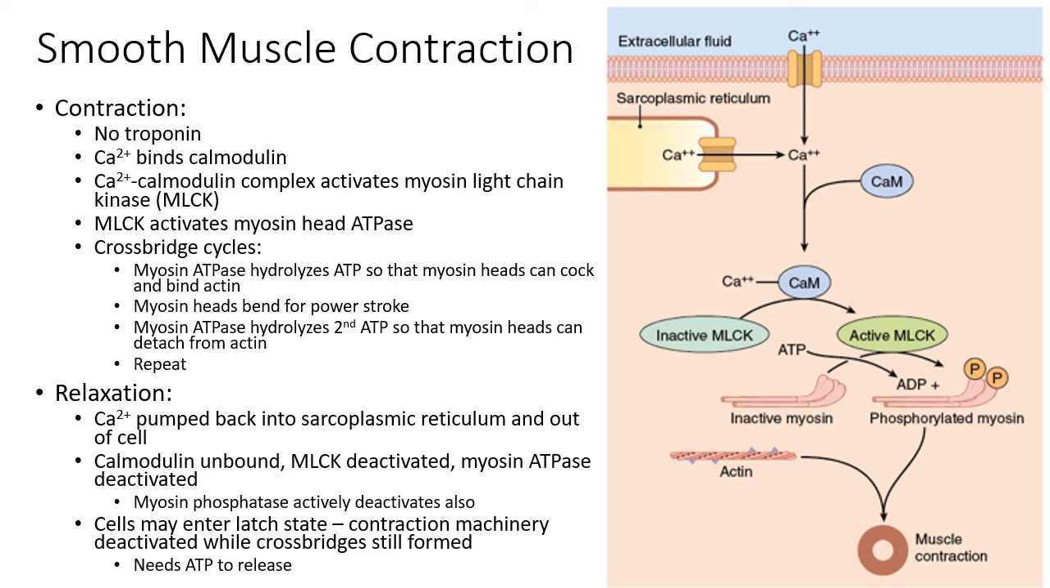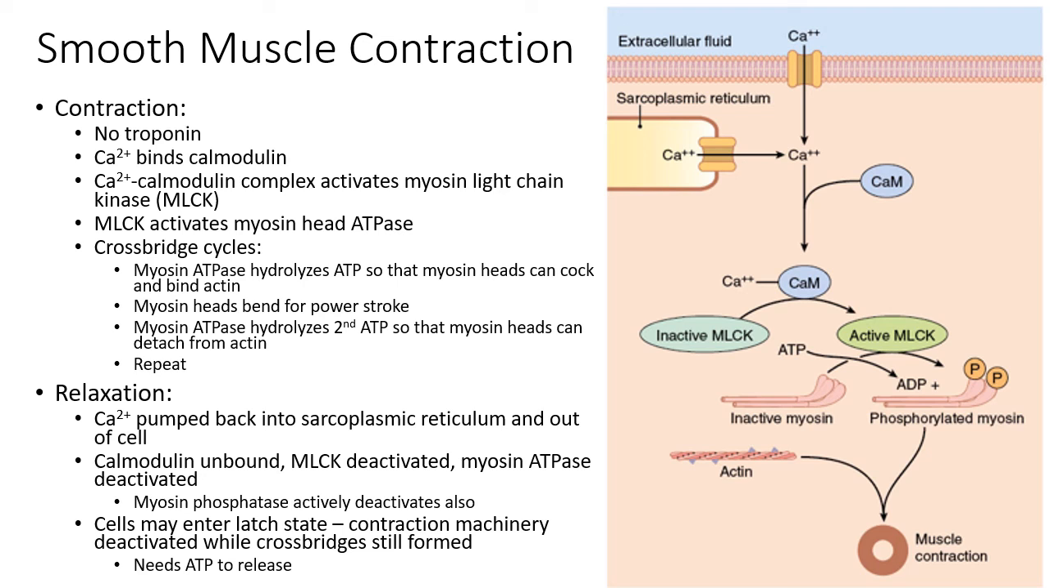You also have another enzyme called the myosin phosphatase that will also be deactivating the myosin head ATPase so that it deactivates more quickly. Once you have the myosin head ATPase deactivated, it can't use ATP anymore, and so you will not have crossbridge cycling occurring anymore, and the muscle will relax and go back to its original size and shape.